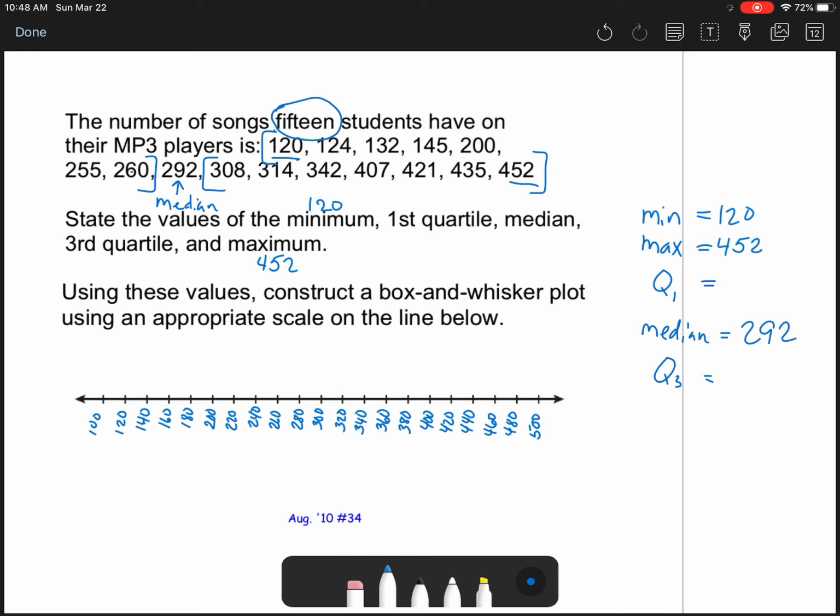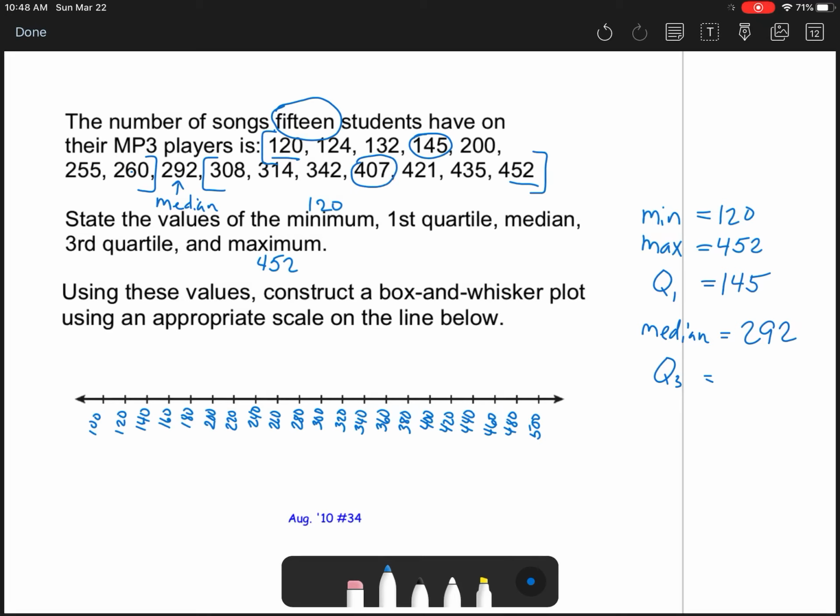For the first quartile, it's going to be the number in the middle of the first half of the data. So 1, 2, 3, 4, 5, 6, 7. Since we have 7 numbers in the first half, it's going to be 145. Because notice once we have 145, how many numbers do we have to the left of 145? We have 1, 2, 3. And then going in the other direction, we have 3 numbers to the right. Okay, so 145 is the first quartile.